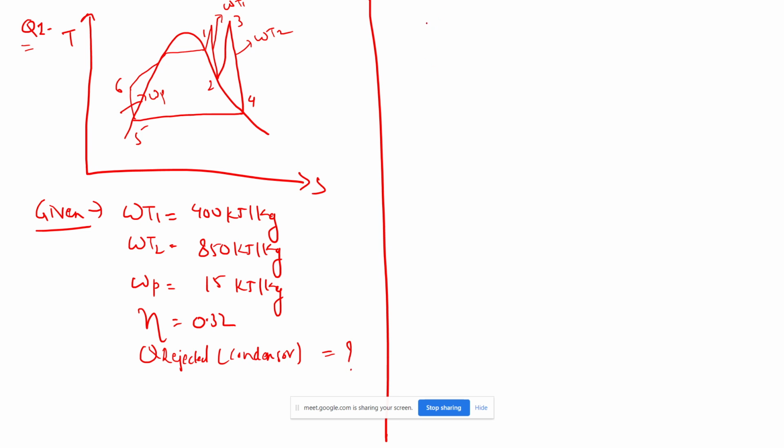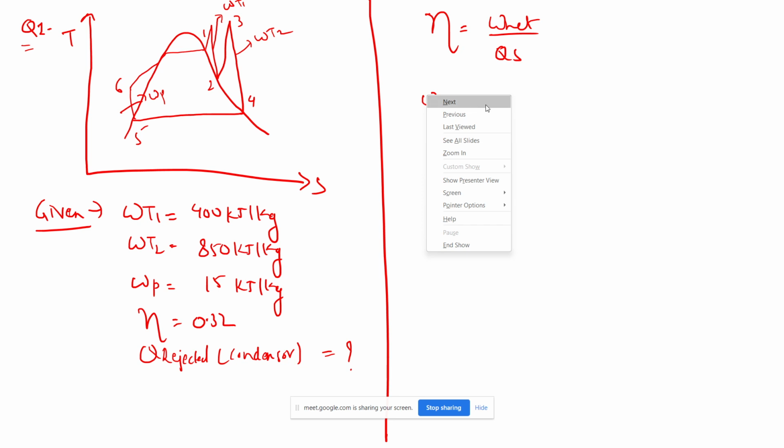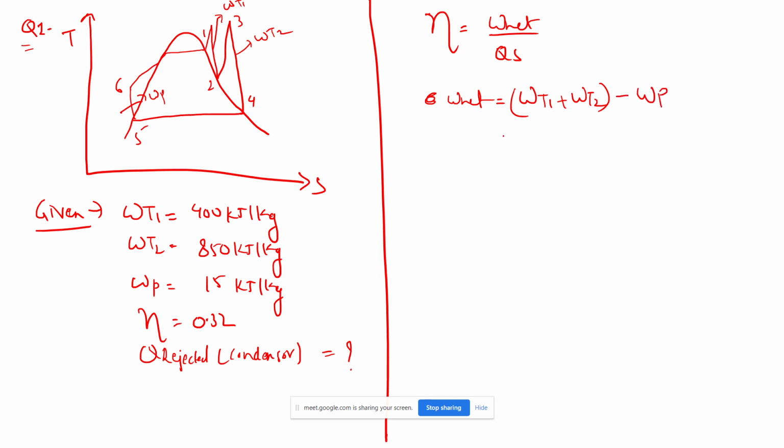Okay, so we know efficiency. How can we write efficiency? Efficiency is given by net work upon heat supply. First we will determine the net work. The net work is the total turbine work WT1 plus WT2, minus pump work. So 400 for WT1 plus 850 for WT2, and then we subtract the pump work. What is the value you have got for net work? 1235 kilojoule per kg. Efficiency you already know is given, 0.32.